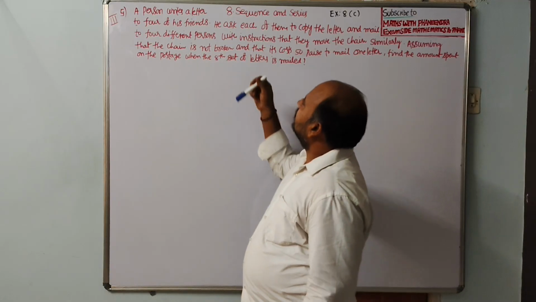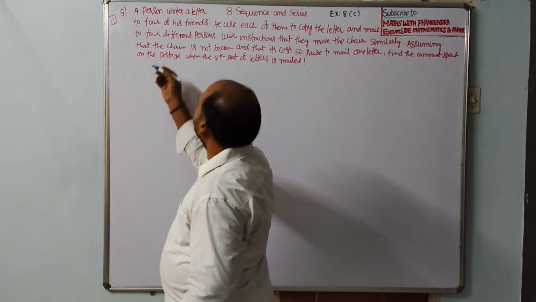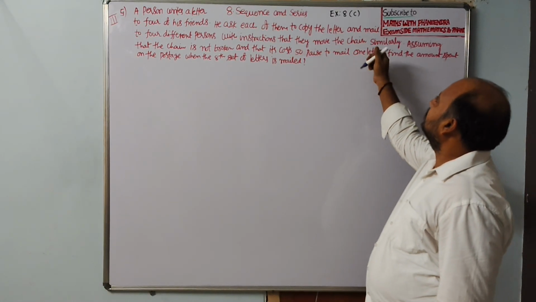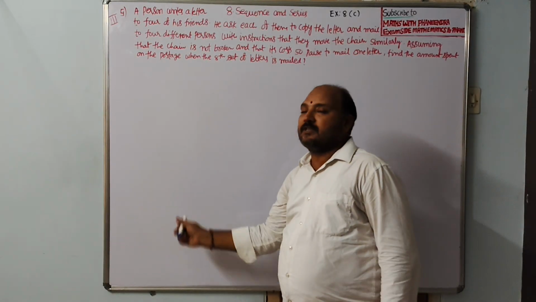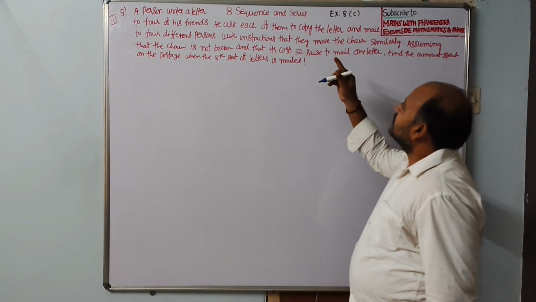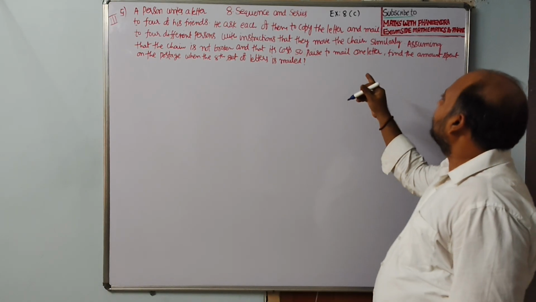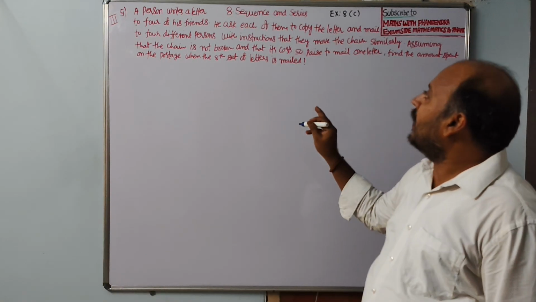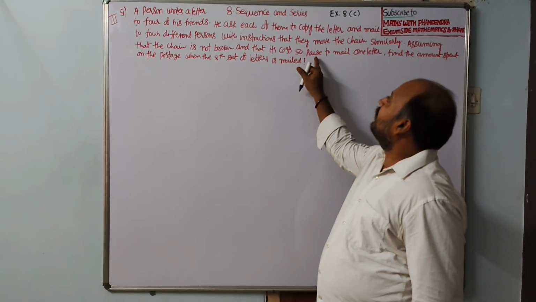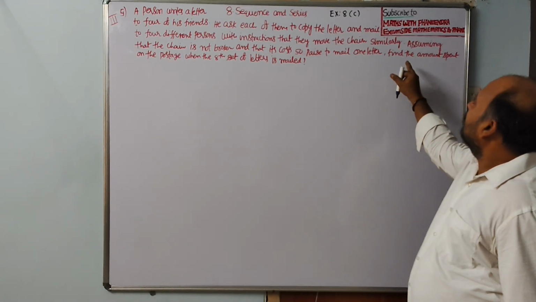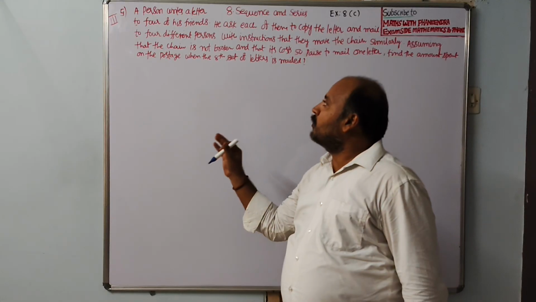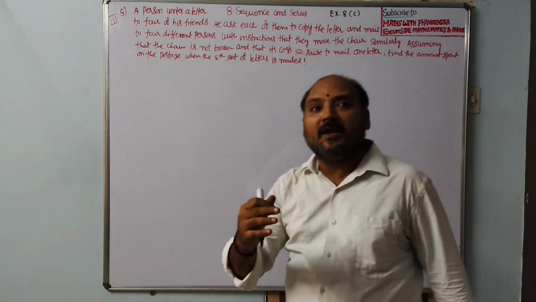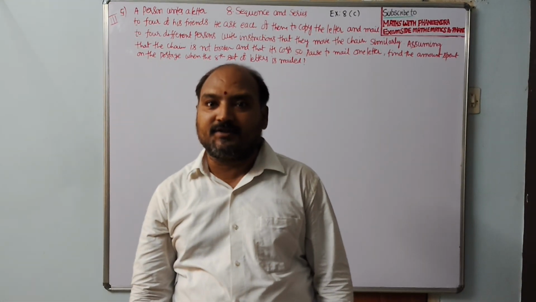A person writes to 4 of his friends. He asks each of them to copy the letter and mail to 4 different persons with instructions that they move the chain. So similarly, assuming that the chain is not broken and that its cost is 50 pies to mail one letter, find the amount spent on the postage when the 8th set of letters is mailed.